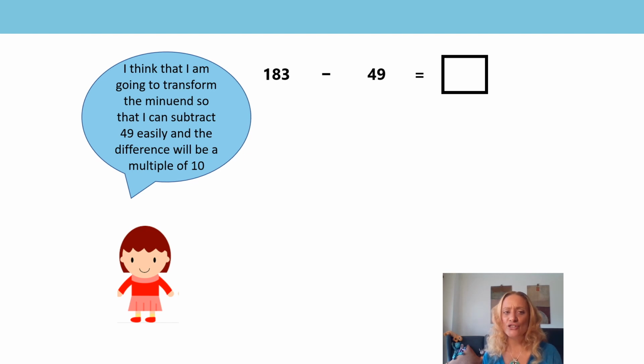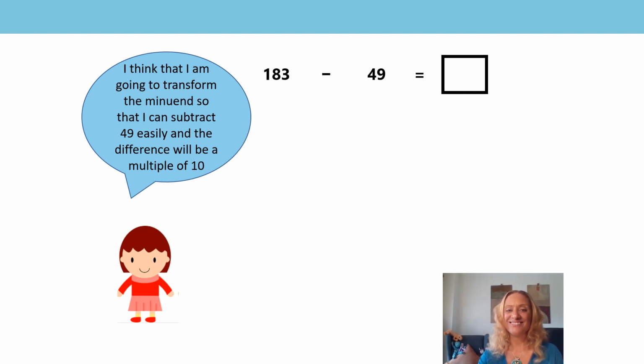Now Ellie has said that she thinks she's going to transform the minuend so she can subtract 49 easily and the difference will be a multiple of 10. So that's interesting, isn't it? I think Ellie is looking for a known fact like you were doing in your previous session. Do you think you know what Ellie's about to do? Do you think you've worked out what Ellie's done? So I'd like you to pause me now and decide how Ellie has transformed the minuend and how she has worked out the difference. See you in a moment.